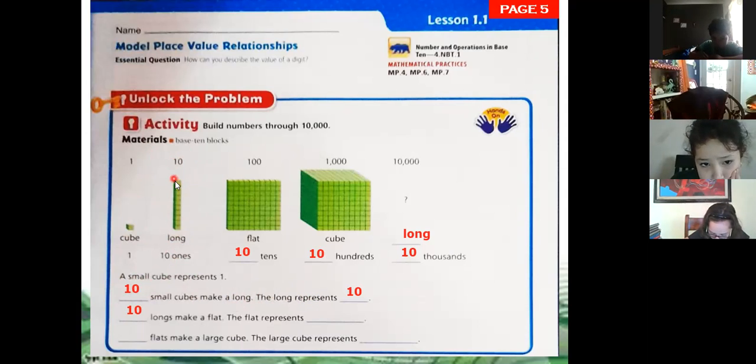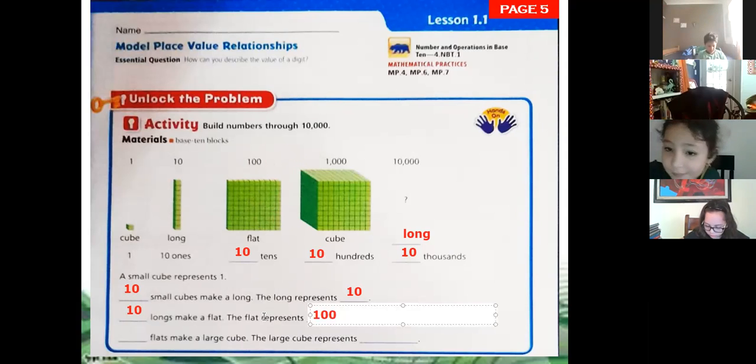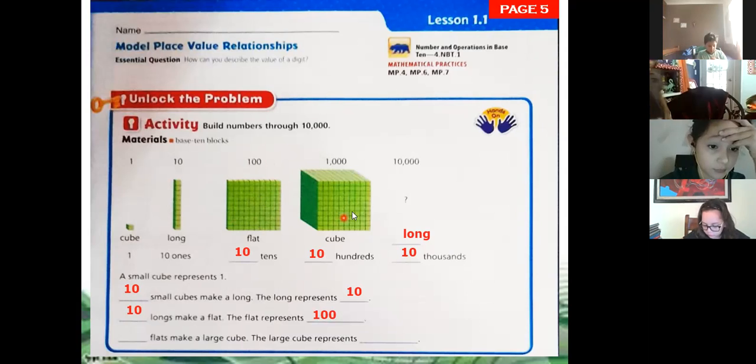One long represents 10. Now we have 10 longs make a flat. How can we know that 10 longs make a flat? If you count them, 1, 2, 3, you start counting, they make a flat. And the flat represents, you say it, 100. That's right, it represents 100. Excellent. Now, how many flats make a large cube? How many of these flats make a large cube?